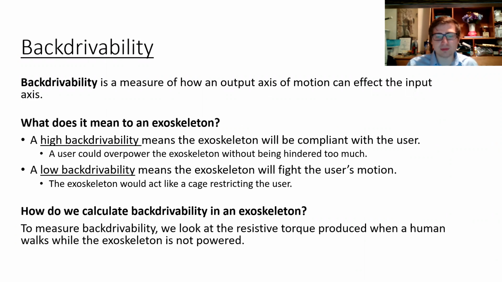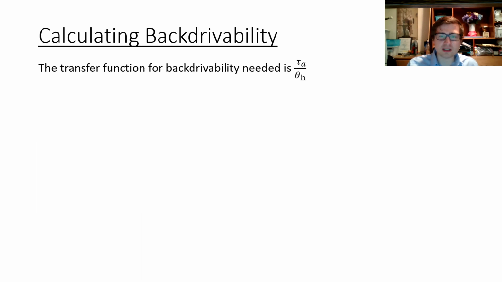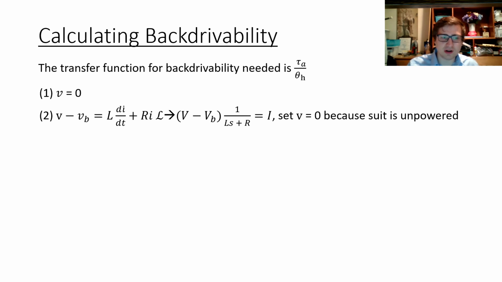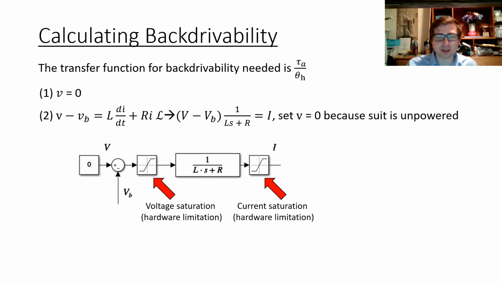To measure backdrivability, we look at the resistive torque produced when a human walks while the exoskeleton is not powered. A higher resistive torque implies a lower backdrivability. So the first thing we need is a transfer function for the applied torque per the human angle. You have your voltage, then you have your electrical component transfer function. I'm going to be using block diagrams from Simulink, which is a plugin for MATLAB. These blocks just represent saturation points for the hardware that we're actually going to be using. And then you have to look at your torque constant block.